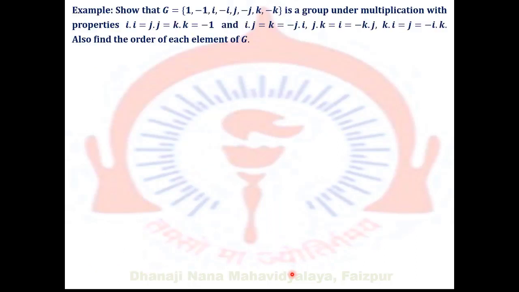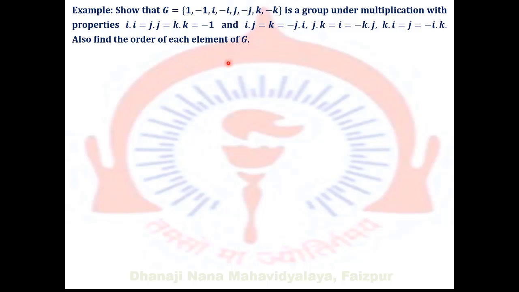Now next example, show that G, which is the set containing elements 1, minus 1, i, minus i, j, minus j, k, minus k, is a group under multiplication with properties i into i is equal to j into j is equal to k into k, that is equal to minus 1, and i into j is equal to k, that is equal to minus j into i. Then j into k is equal to i, that is equal to minus k into j, and k into i is equal to j, that is equal to minus i into k. Also find the order of every element of group G.